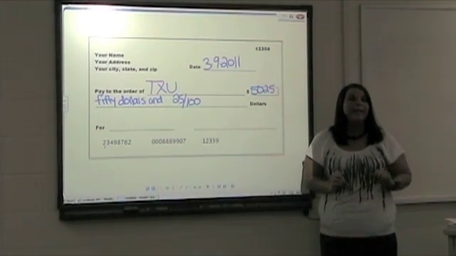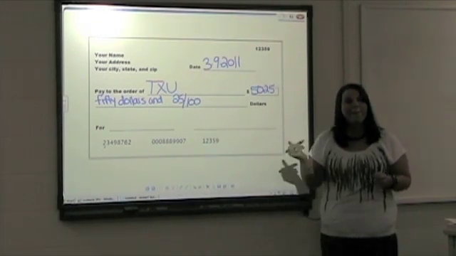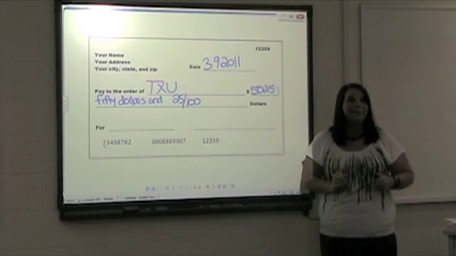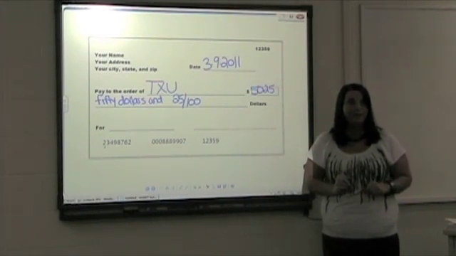The fifth step is to include information in the memo line. Remember, this just gives us information about what the check is for. For our example today, we will write electricity bill.